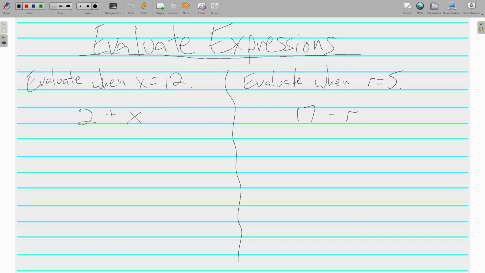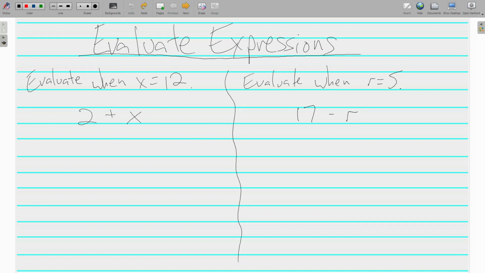This is an algebra type of skill. Basically, we're getting into using variables and substituting numbers in for those different variables. Here we've got two separate problems. On the left we have evaluate when x is equal to 12.